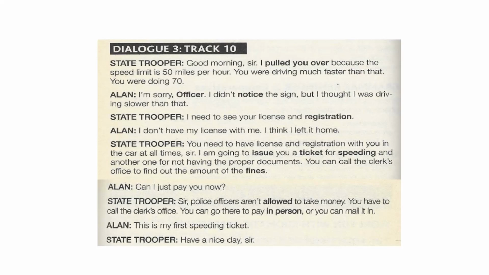You were doing 70. Hopefully that's not Alex he's talking to. Oh no, it's Alan. Okay. I'm sorry, officer. I didn't notice the sign, but I thought I was driving slower than that. State trooper: I need to see your license and registration. I don't have my license with me. I think I left it home, or I left it at the bar in K-Town where I drank 12 beers before I got behind the wheel.